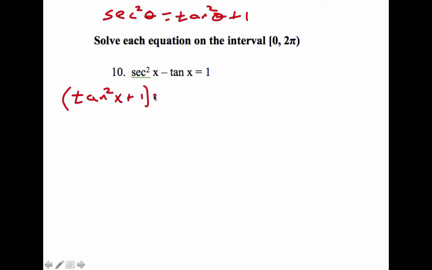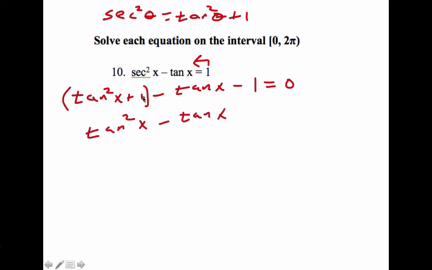That's what secant squared is, minus tangent of x. I'm going to bring this 1 over and make it minus 1 equals 0. Well, now I have tangent squared x minus tangent x, and my 1 and minus 1 go away, equals 0. Well, now we're back to, well, let's just factor: tangent of x times tangent of x minus 1 equals 0. And now I set them both equal to 0.